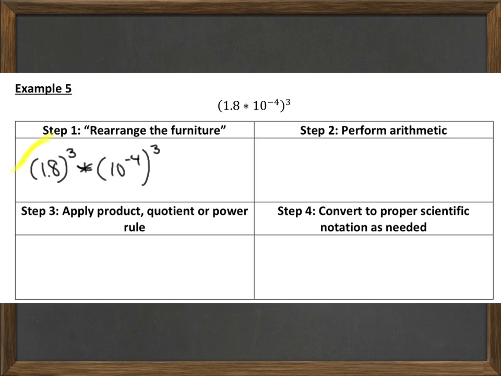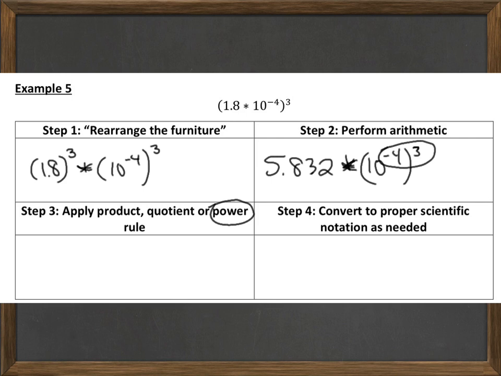So the arithmetic part is that I can type in 1.8 to the 3rd power into my calculator and evaluate it. And when we do that, we get 5.832, and again, we still have our power of 10 there, 10 to the negative 4th quantity to the 3rd power. So this time we are using the power rule. Remember, the power rule of exponents says when you have a power raised to a power, you multiply those two numbers. So we're going to have negative 4 times 3, which is negative 12. So our final answer is 5.832 times 10 to the negative 12th.